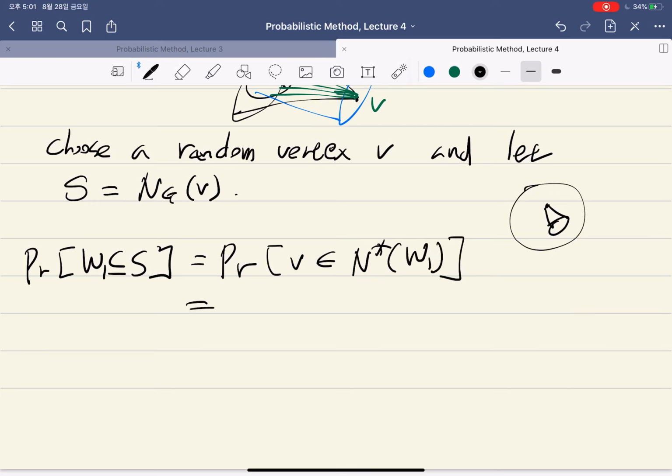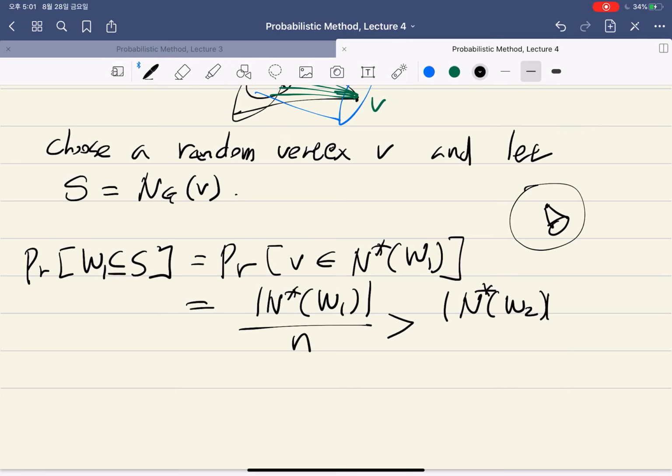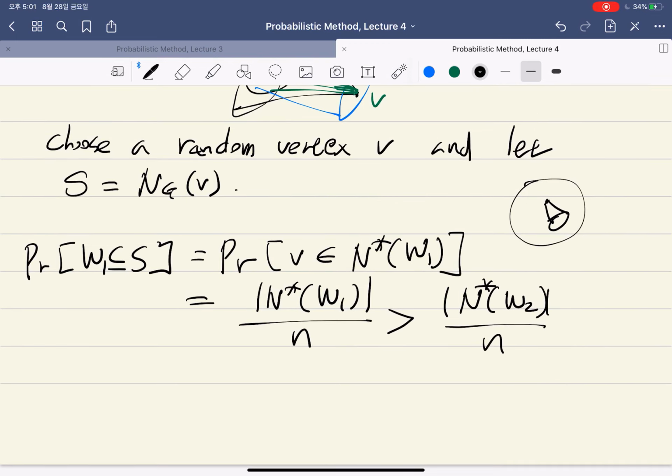So this is the probability that V is inside the common neighborhood of W1. And since V is randomly chosen, this is the common neighborhood size over n. And by our assumption, this is strictly bigger than the common neighborhood size of W2 over n, which is again the probability that W2 is inside of S. So this suggests that we choose a vertex at random and then consider its neighborhood.